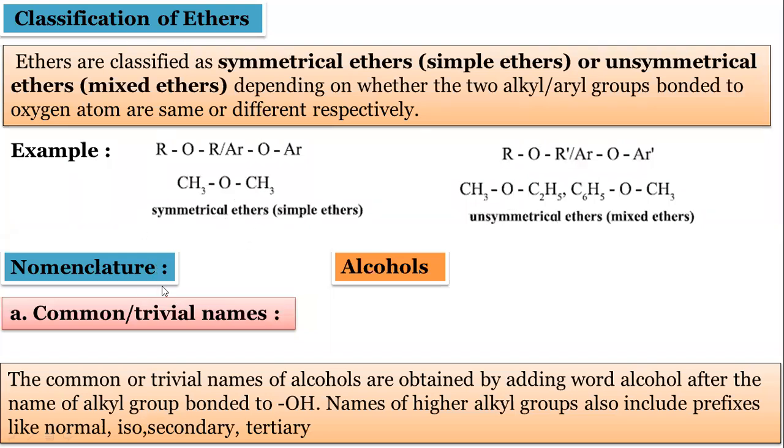Now I am coming to the nomenclature. Nomenclature of alcohols, phenols, and then I will come to the ethers slowly. Common names. The common names are also called trivial names. The common names of alcohols are obtained by adding the word alcohol after the name of the alkyl group, like ethyl alcohol, methyl alcohol, then propyl alcohol. The word alcohol is attached there. These are the common names. Names of higher alkyl groups include prefixes like iso, secondary, and tertiary.